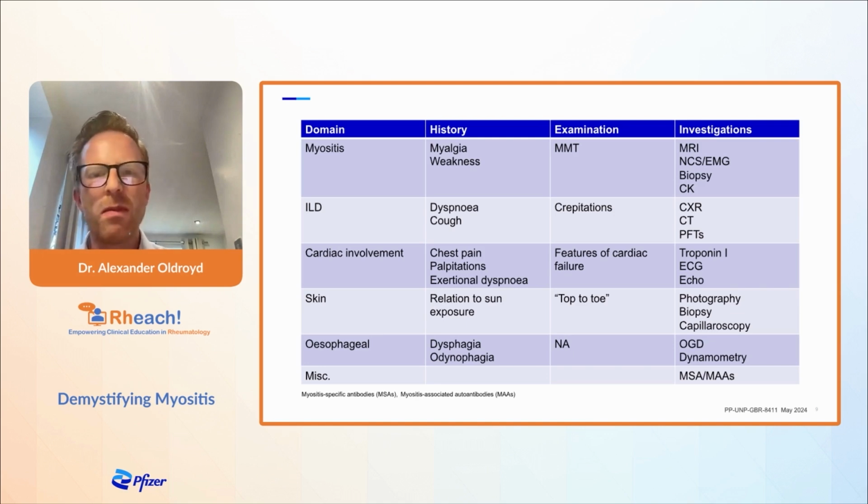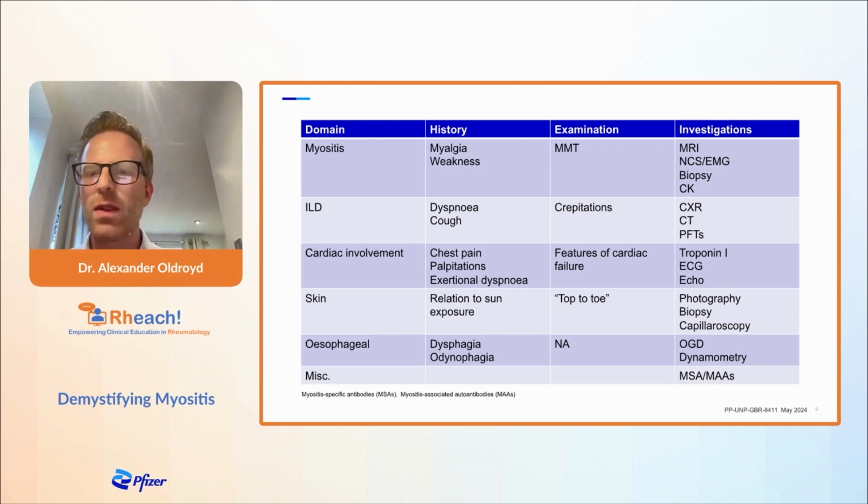Biopsy: if someone doesn't want to have a muscle biopsy, and there's an area of skin involvement, it's good to biopsy that, and that can give you some key diagnostic info. Capillaroscopy is really key as well. It's always important to identify if there are any dilated nail fold capillaries on examination, but also to do capillaroscopy as well.